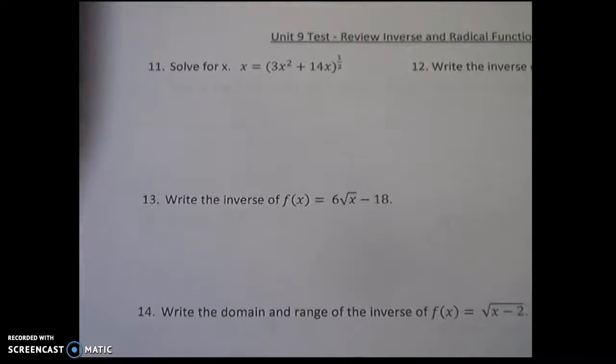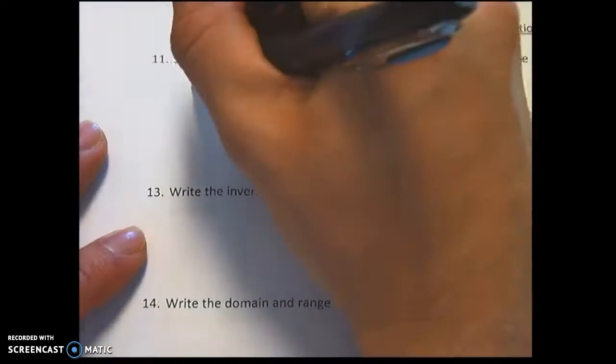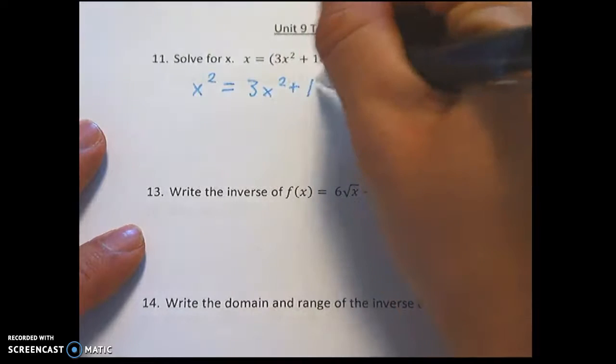And on this one, we're solving for x. What you'll want to do is realize that this 1/2 power is the same as the square root. So if we square both sides, we can get rid of that 1/2 power. So that's what I'm going to do. I'm going to square both sides, and I'm going to get x squared equals 3x squared plus 14x.